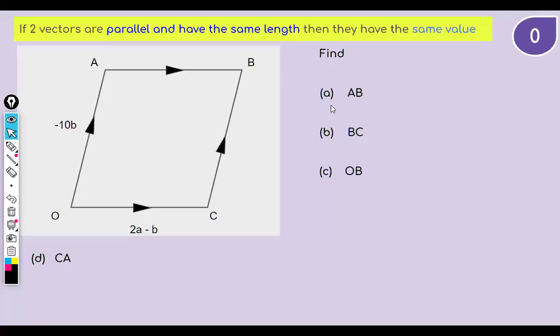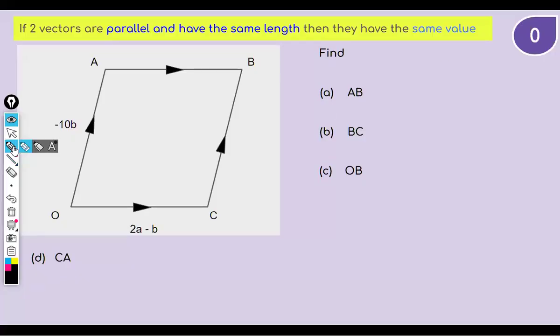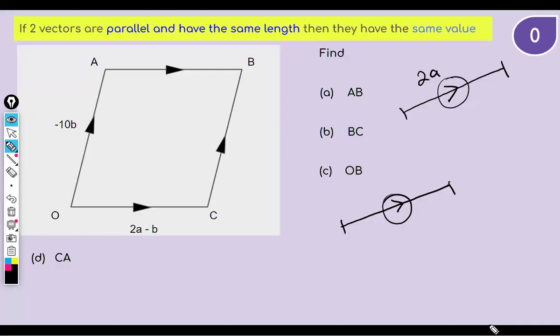Oh, by the way, parallel vectors have the same exact value. Like if two vectors are parallel and have the same length, they have the same exact value. For example, if I have a vector like this, and its value is 2a, and then I have another vector down here. I know I did this last week, but let's refresh. If these two vectors are the same length and are parallel, like they use the parallel symbol, then the value of this vector is also 2a.